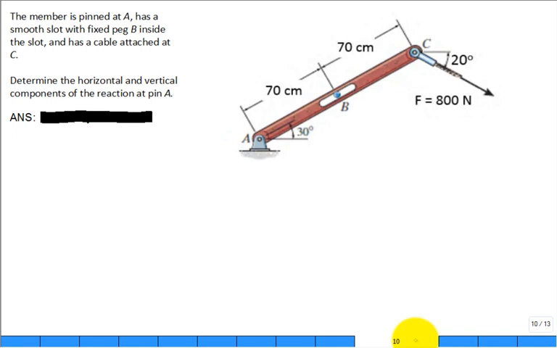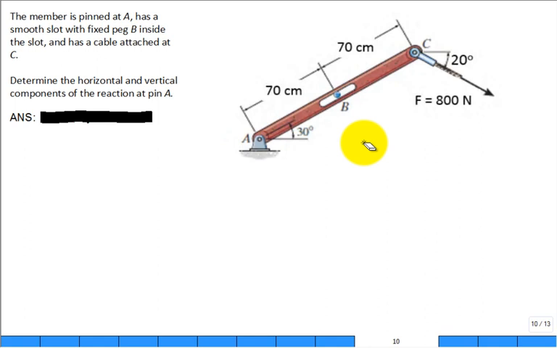All right. The member is pinned at A, so we find our member, and there's the pin at A right there, and it has a smooth slot with fixed peg B. This is hard to see, but the opening is the slot in our member, and the peg is this blue dot sitting inside that slot. And that peg is rigidly attached to the universe, to the surroundings.